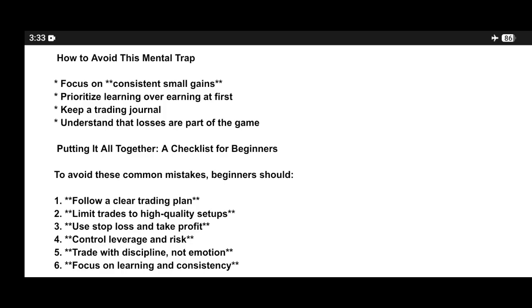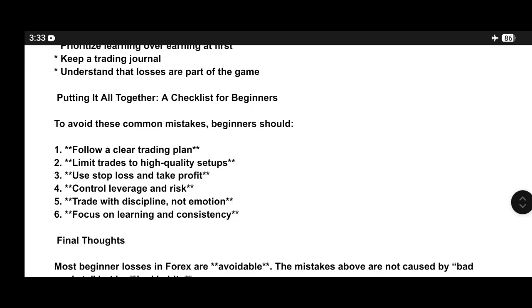To avoid these common mistakes, beginners should do the following. One, follow a clear trading plan. Limit trades to higher quality setups. Use stop loss and take profit. Control your leverage and risk. Trade with discipline and not emotion. Also, focus on learning and consistency.